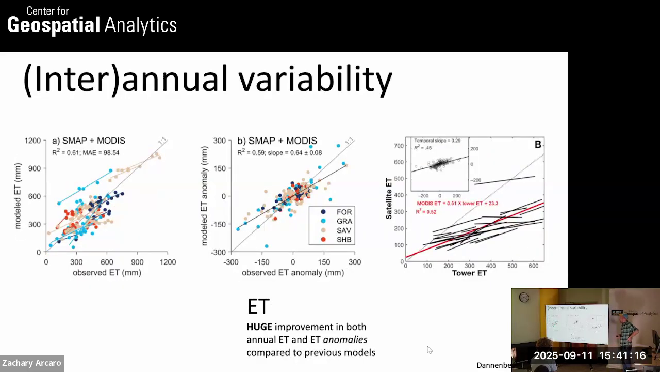Similar story with evapotranspiration. We don't see a whole lot of difference between our model and the existing models in their ability to capture the spatial and seasonal. With this particular model that's shown over here, we actually do improve on it pretty significantly because this one systematically underestimates evapotranspiration. But where the model really shines is the ability to predict evapotranspiration anomalies. And we significantly improved on our ability to capture that interannual variability and those extremes.